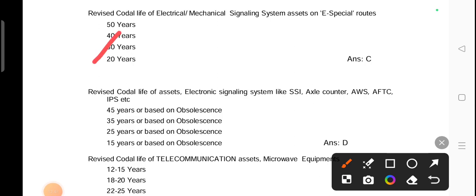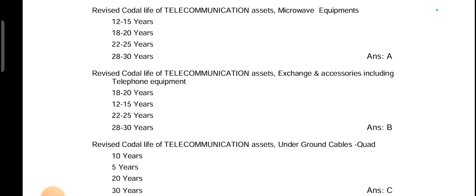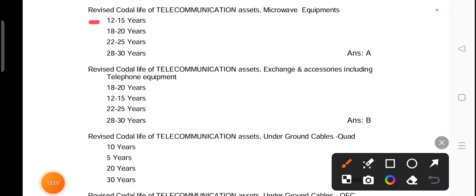Next, revised codal life of assets of electronic signaling system like SSI, Excel counter, AWS, AFTC, IPS, etc.: 15 years or based on obsolescence. Next, revised codal life of telecommunication assets, microwave equipments: 12 to 15 years. Exchange and accessories including telephone equipment: 12 to 15 years.